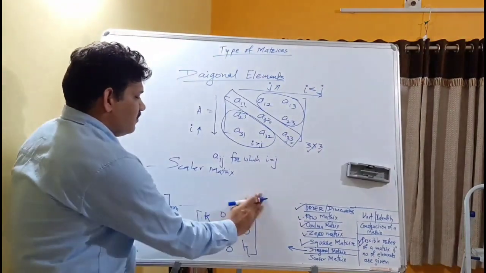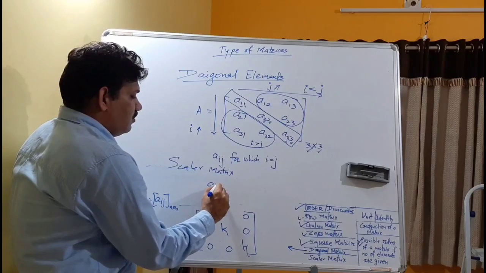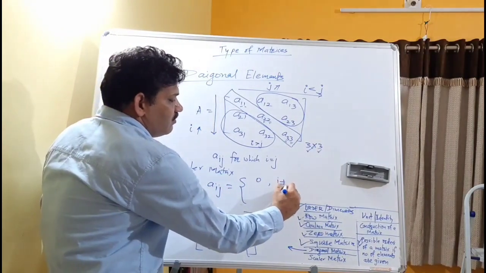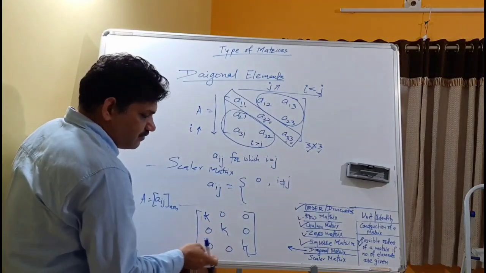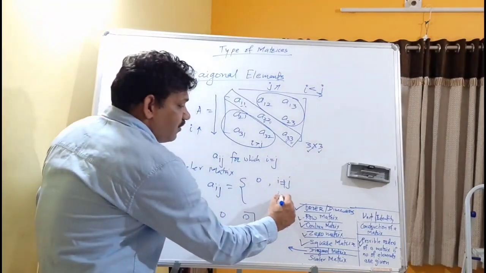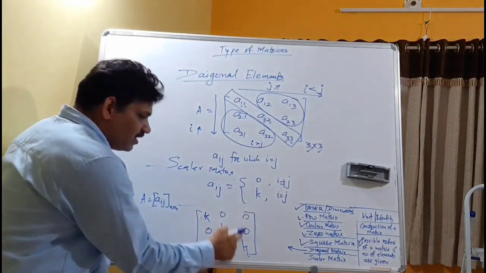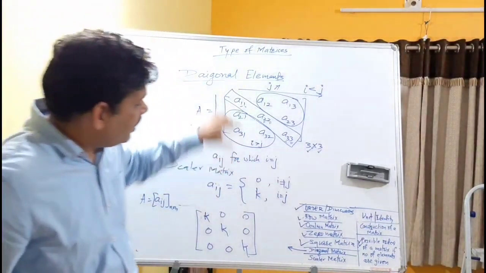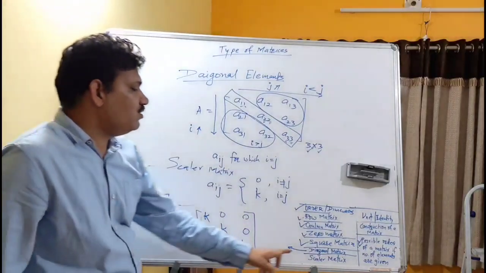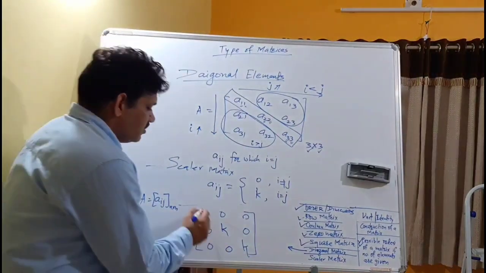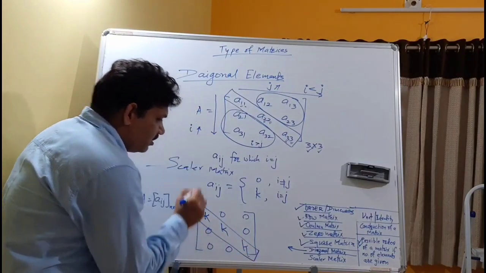Aij is equal to 0 if i is not equal to j. But if i is equal to j, all those elements have the same value. In the diagonal you have the same elements. Then obviously it is a scalar matrix.